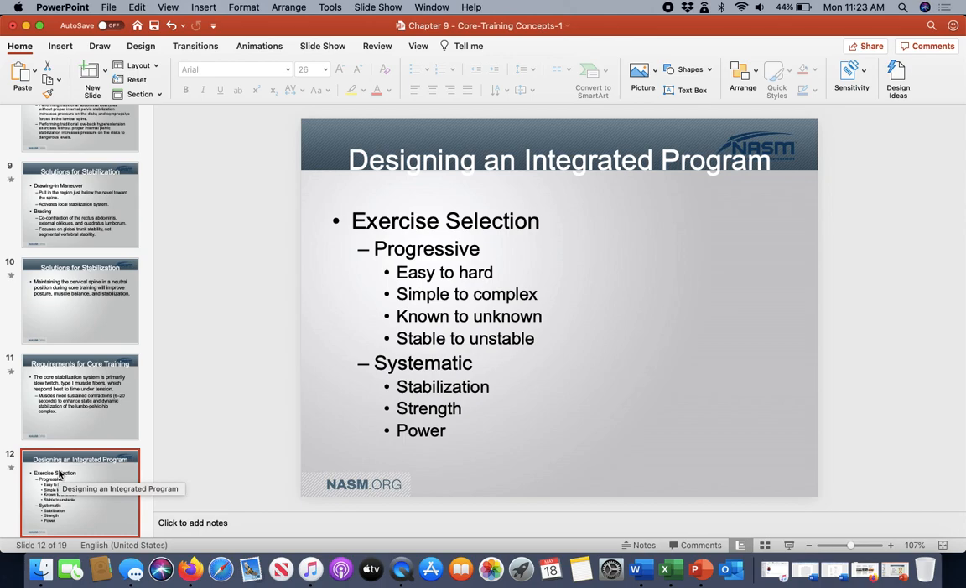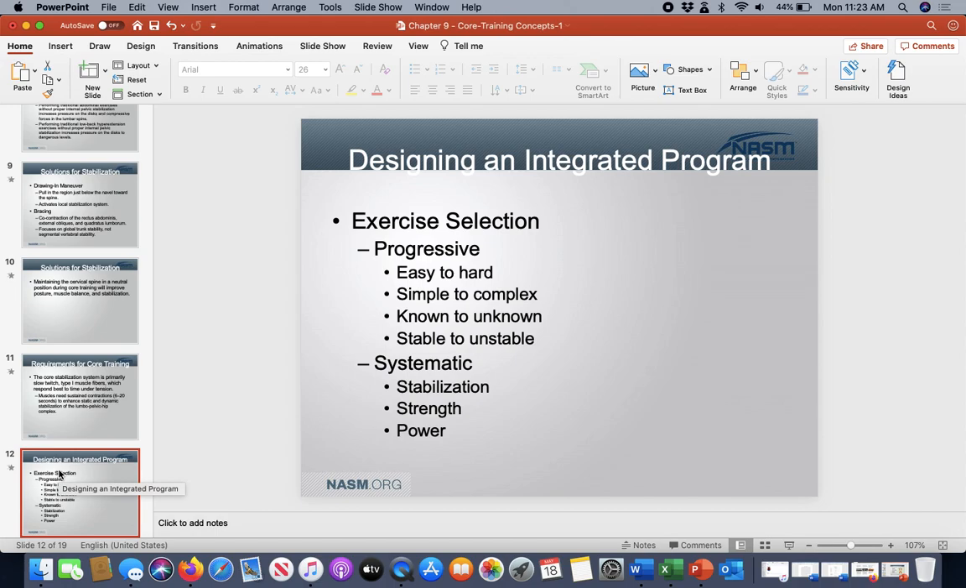But it's one of those things where you can implement core training concepts into any of your exercise programs. And NASM does it a little bit differently, where they actually front load core training before all of your heavy lifting. But before we get into the programming part of everything, let's talk about why and how we're going to do this the right way.